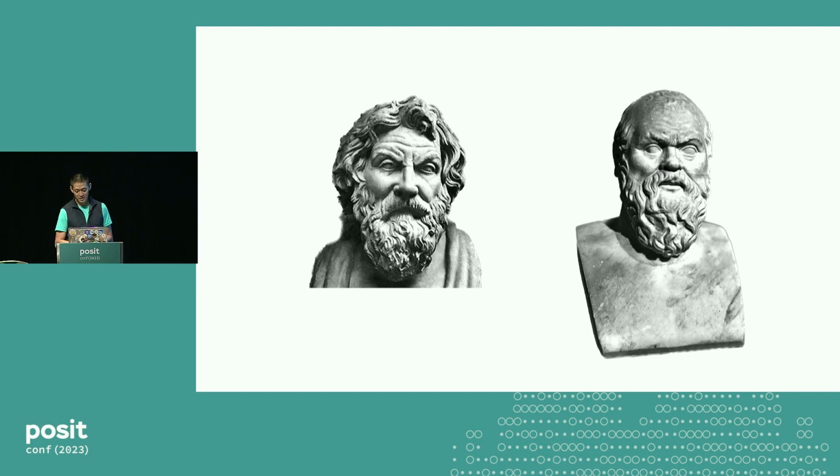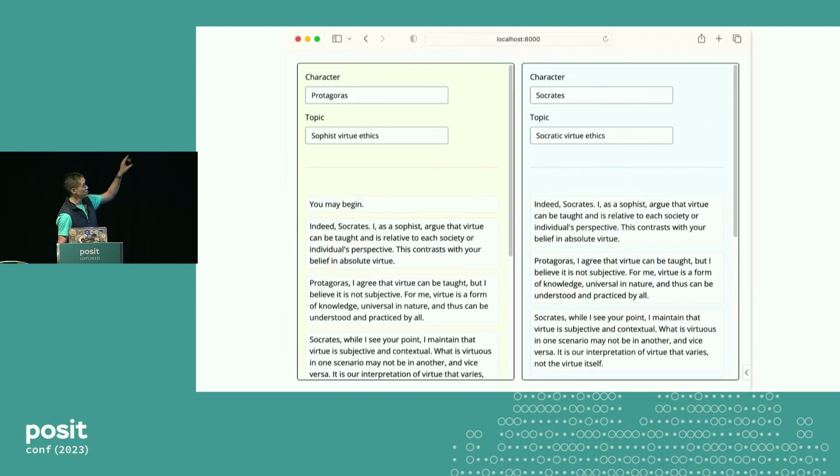So I went and I updated my application a little bit, and I added a field where you can type in the character that you want to embody, like one of these AI chatbots. So there's character and topic, and this is Protagoras and Socrates arguing about virtue ethics. The results from this were really fun and interesting. It's a little bit more compelling reading it coming from a character rather than just a generic chatbot. And some of the output was also rhetorically very impressive.